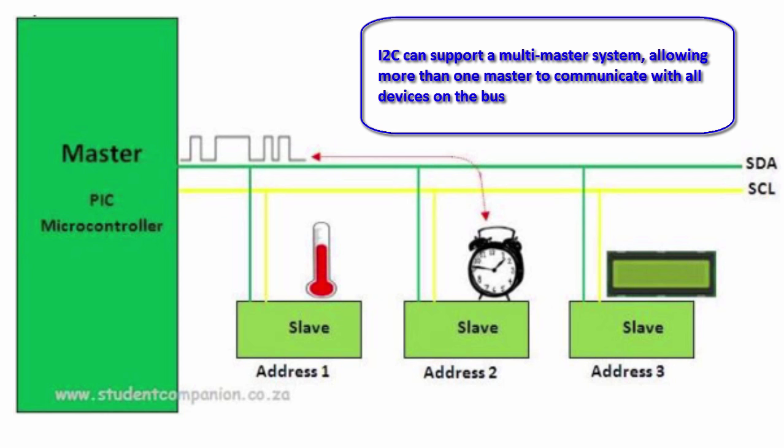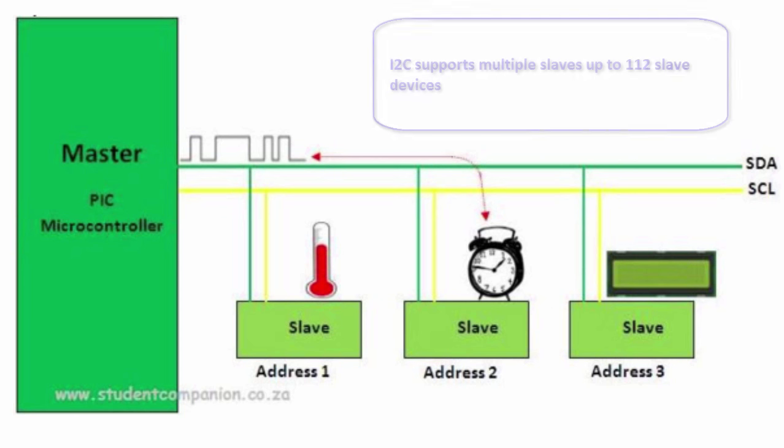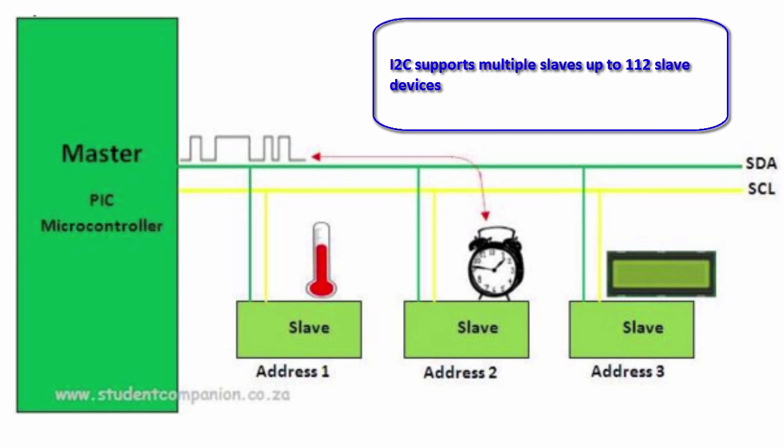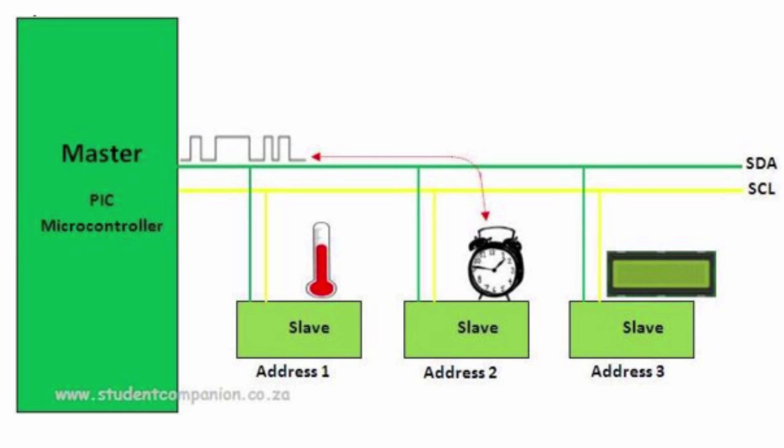Although the master devices can talk to each other over the same bus, they must take turns using the bus line. I2C supports multiple slaves, up to 112 slave devices. I2C devices may have external address pins, which allows you to assign a unique address to each device, and therefore allows multiple of the same devices to operate on the same bus.